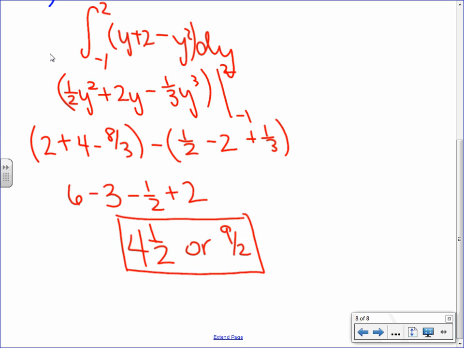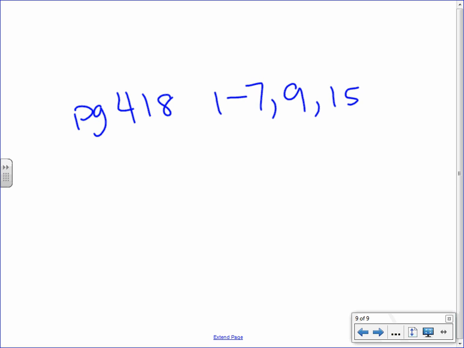So, your homework. Page 418, 1 through 7, 9, 15 to 21 odd, 42 and 43.